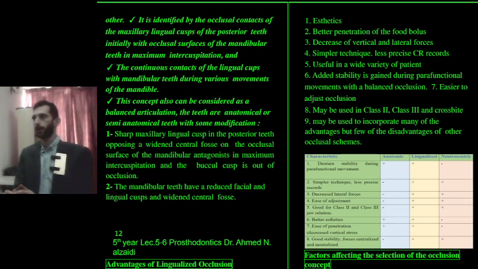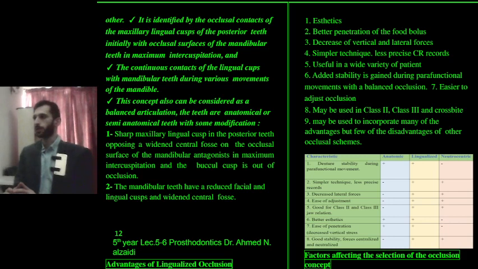It is identified by the occlusal contacts of the maxillary lingual cusps of the posterior teeth initially with the occlusal surfaces of the mandibular teeth in maximum intercuspation, and the continuous contacts of the lingual cusps with mandibular teeth during various movements of the mandible. This concept also can be considered as a balanced articulation. The teeth are anatomical or semi-anatomical teeth with some modifications.